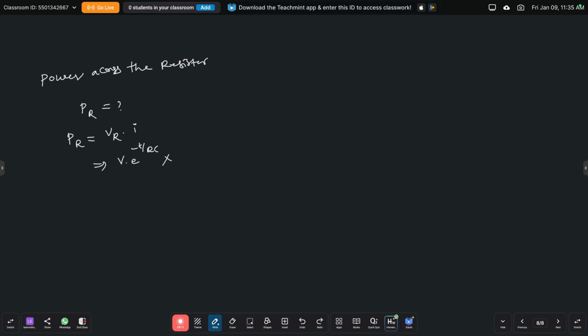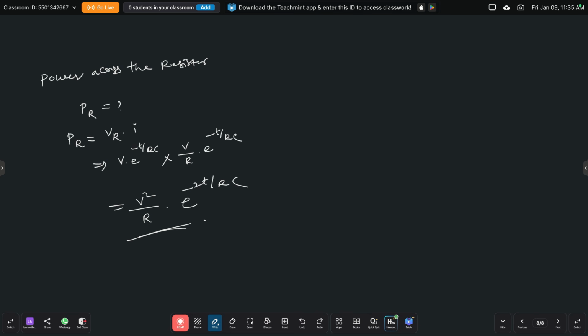So V into e power minus t by RC, and we already have I also. What is the value of I? I is V by R into e power minus t by RC. By multiplying these, we get V into V by R, meaning V square by R, into e power minus t by RC into e power minus t by RC, that is e power minus 2t by RC. So that is the power across the resistor.